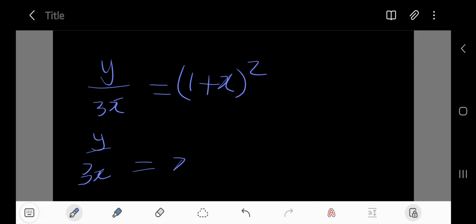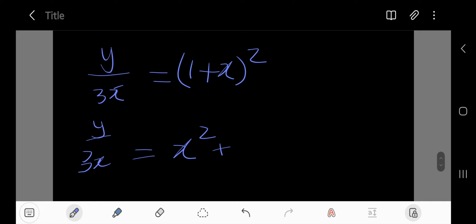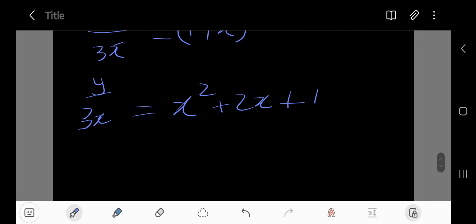When we expand, we're going to write it like this: x squared plus 2x plus 1, right? And then we need to multiply 3x on both sides so we can remove the denominator because it's dividing. To get rid of it, we need to multiply. So we multiply both sides.